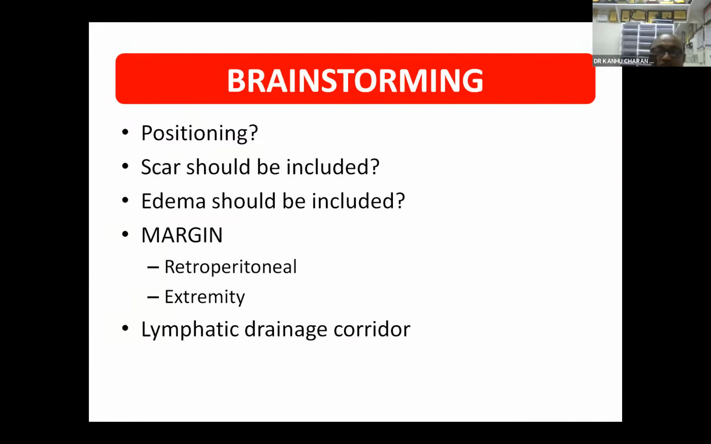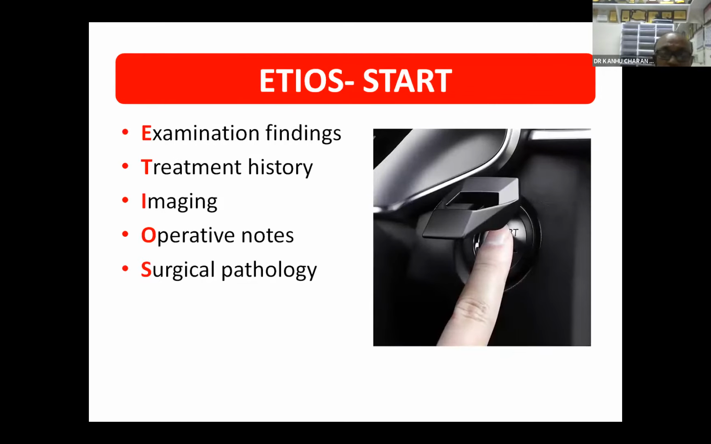In target delineation, what are the brainstorming issues? One is the positioning and immobilization, whether the scar should be included or not, whether edema should be included or not, what is the margin for retroperitoneal sarcomas, what is the margin for extremity sarcomas, and what is the lymphatic drainage corridor. Before starting contouring, you have to remember ETS. What is ETS? Examination findings, pre-op, post-op, and the imaging findings.